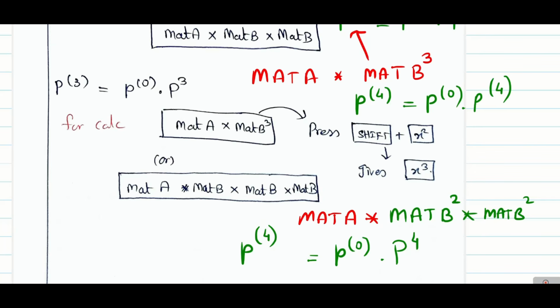Similarly, we can repeat this for P power 5, mat A into mat B cube into mat B square. Suppose you find difficulty in finding this cube or square, you can do it like this also. Mat B cube, I can write it as mat B into mat B into mat B. That's it. So it is going to be very simple, guys.